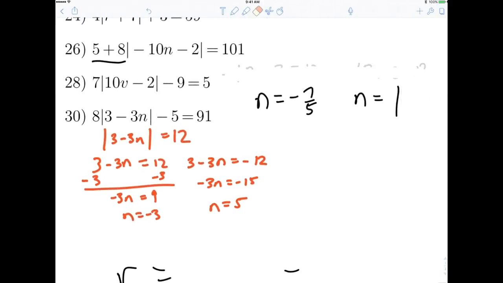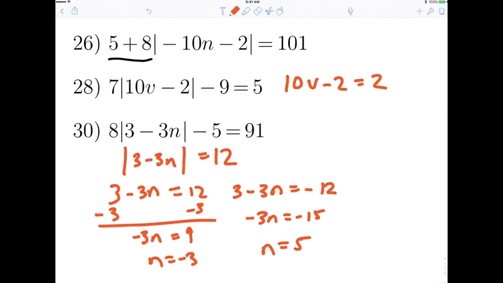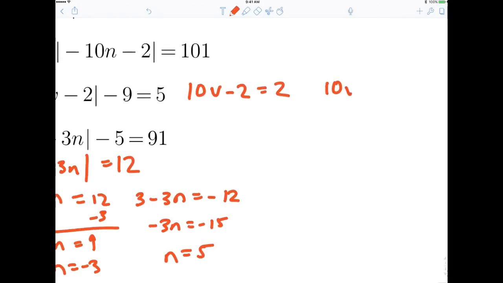So on 28, I feel like when you isolate the absolute value, correct? You're going to add 9, which makes it, No, 16. Or no, 14. Sorry. Then divide by 7, 16. Right, so you should be able to write 10v minus 2 equals 2, right? And 10v minus 2 equals. Okay, sorry, I messed up on All right, it's okay.